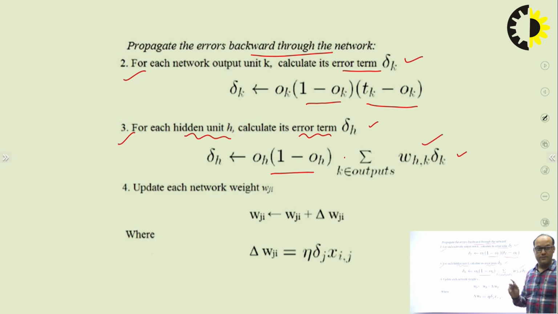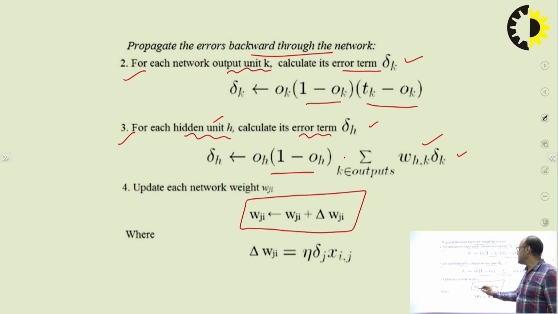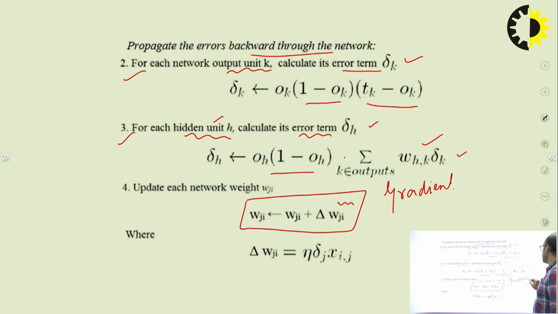Firstly, we calculate the error term for the output units, keep in mind. Then secondly, we calculate the error term for the hidden units. Then we update the weights using this equation: wji = wji + delta wji. Now the question is how this weight update takes place. This update takes place by a rule called the gradient descent rule, or we can call it the delta rule.